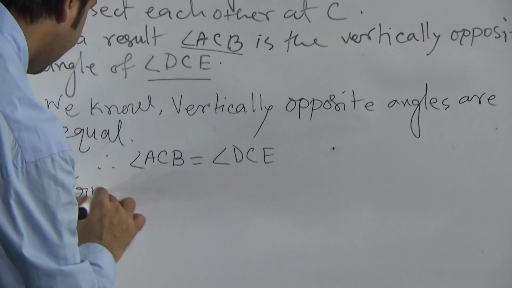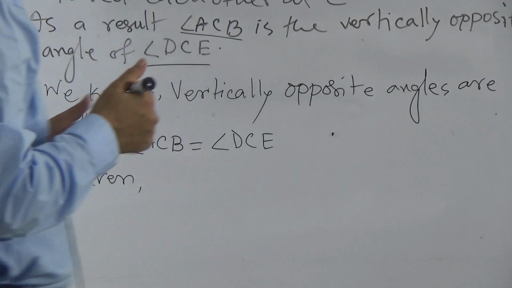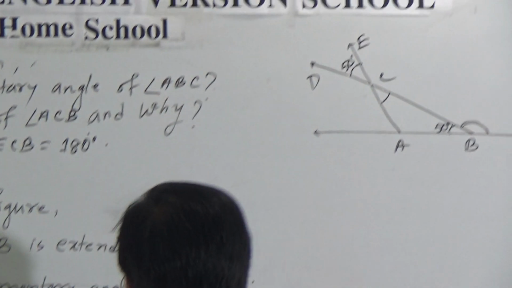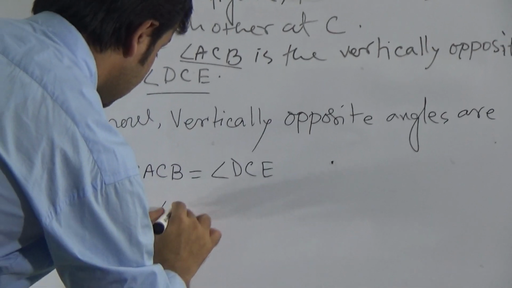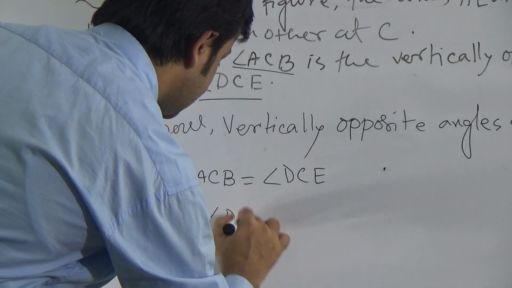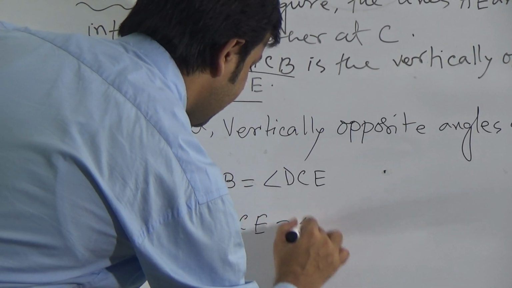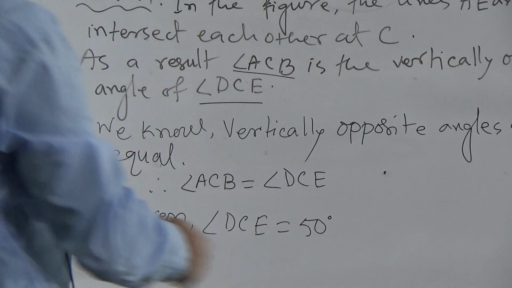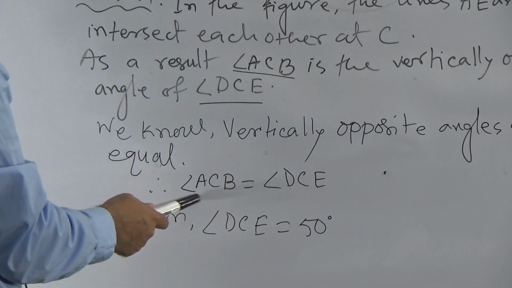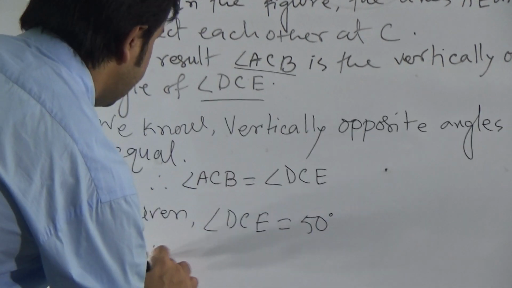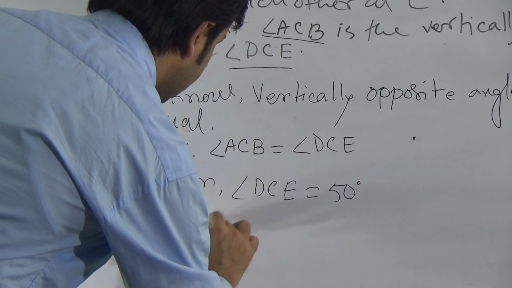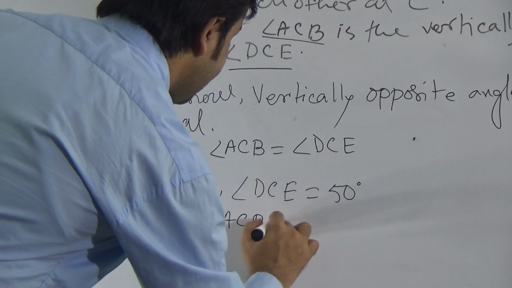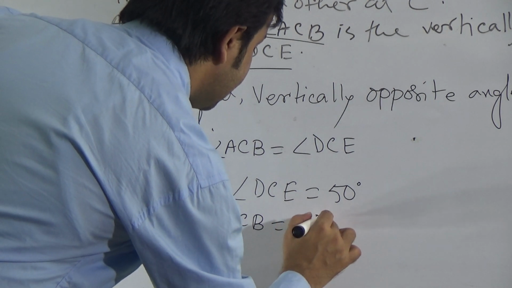Given in the figure, what is given here? In the figure, measure of angle DCE is given, that is 50 degrees. So we can write given angle DCE equal to 50 degree. As the measure of angle DCE equal to 50 degree and DCE is equal to ACB, therefore we can write angle ACB is equal to 50 degree.